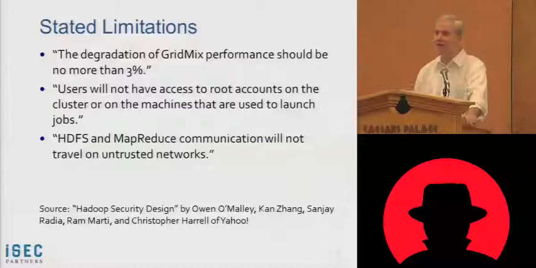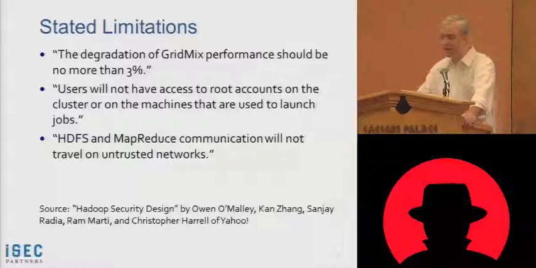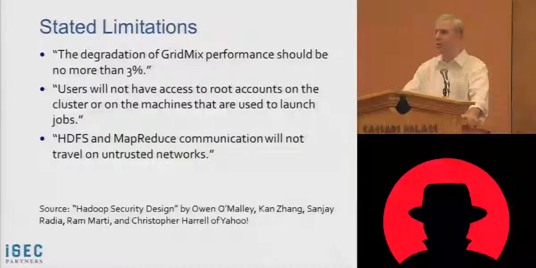Users will not have access to root accounts on the cluster or on machines that are used to launch jobs. We talked about all that symmetric crypto that would fall apart if users could steal the shared keys, right? And HDFS and MapReduce will not travel over untrusted networks, and so this is key, right? By default they're going to be using unsecured transports, and they say, well, you know, trust your network, and that's essentially what we had to do before. We had to trust our network. Now we have to trust our network.